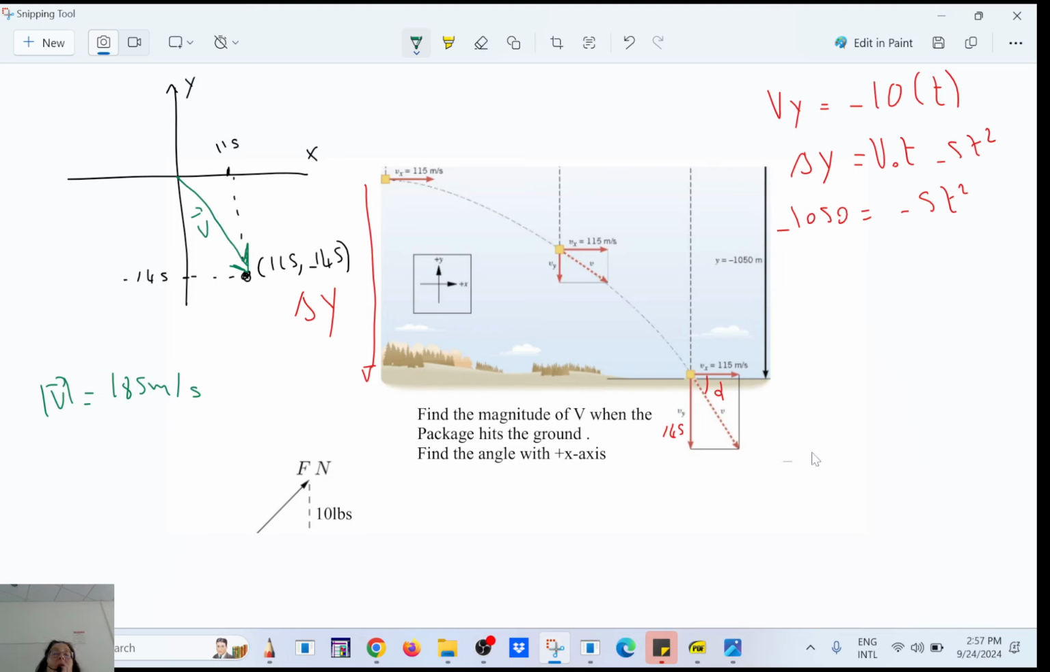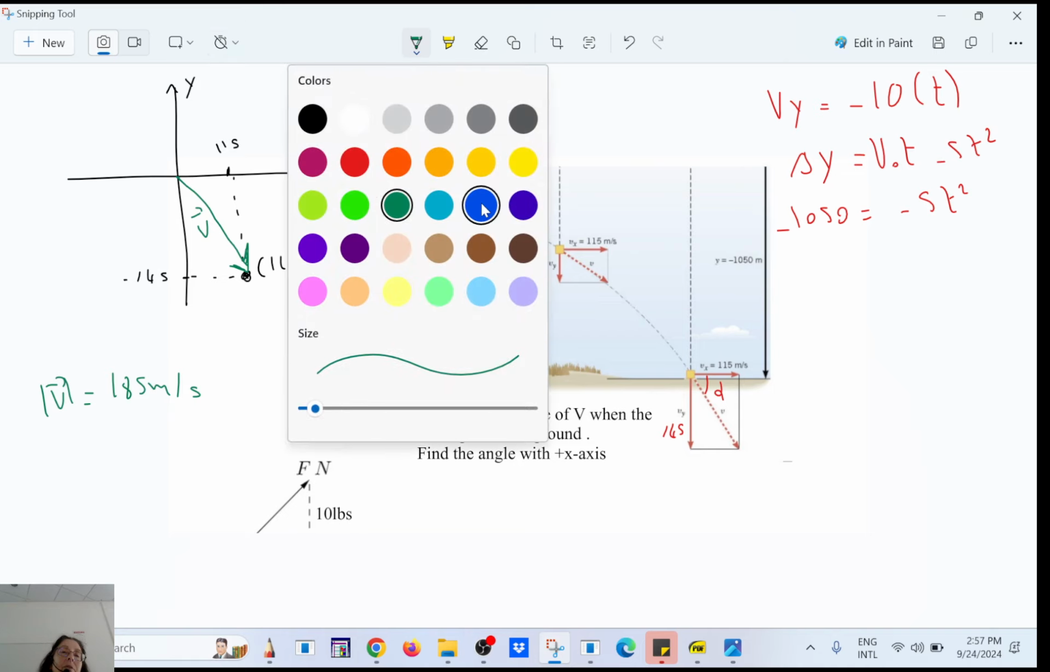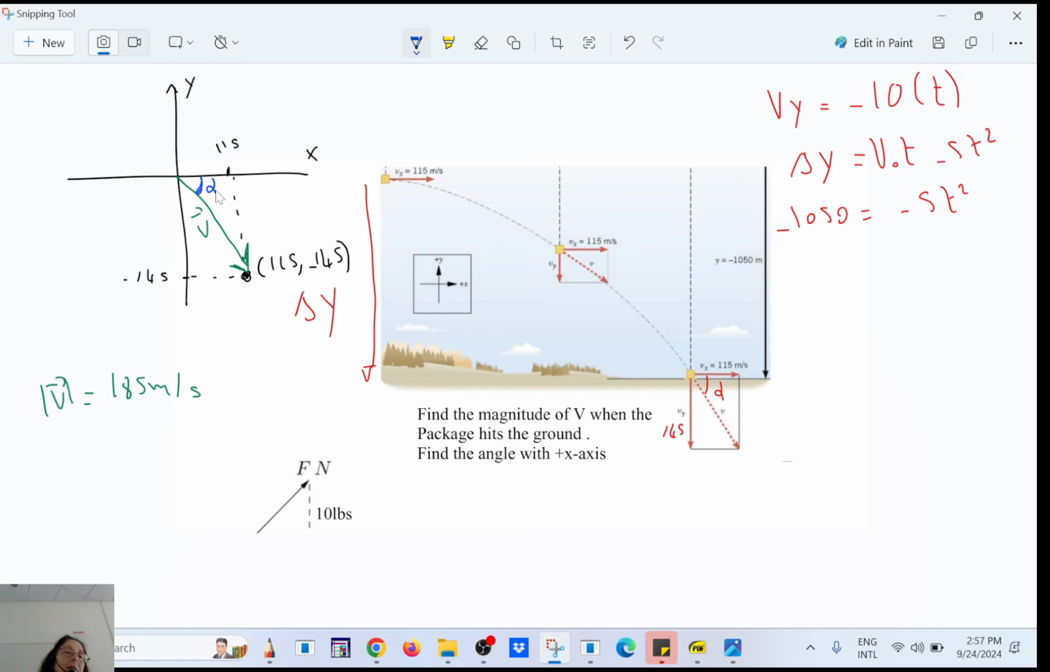Okay, so that is in the real world. In the real world, you're not going to say, what's the x component, what's the y component? That's just for the computations. In the real world, you're going to ask, what is the final speed before it hits the ground? The final speed is going to be 185. Now, we want to find the angle relative to the positive x-axis. It's okay to go clockwise, and it's going to be negative at the end. If you go counterclockwise, you can do that too, and it's going to be positive.